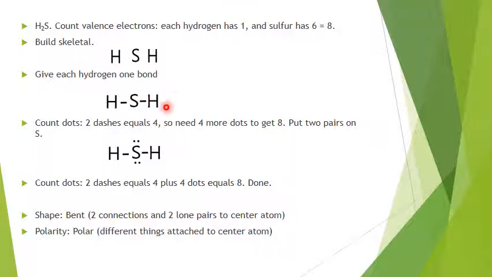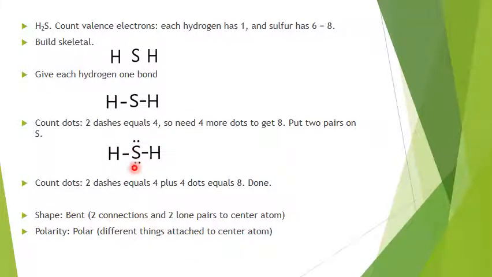Now count the dots. Each dash is 2, 2, 4, which is short of 8. So we need 4 more. And the 4 go on the center atom as 2 pairs. And guess what? You're done. Now notice, it turns out that sulfur is in the same column as oxygen, and that column gets 2 bonds and 2 lone pairs. And look, it works out.